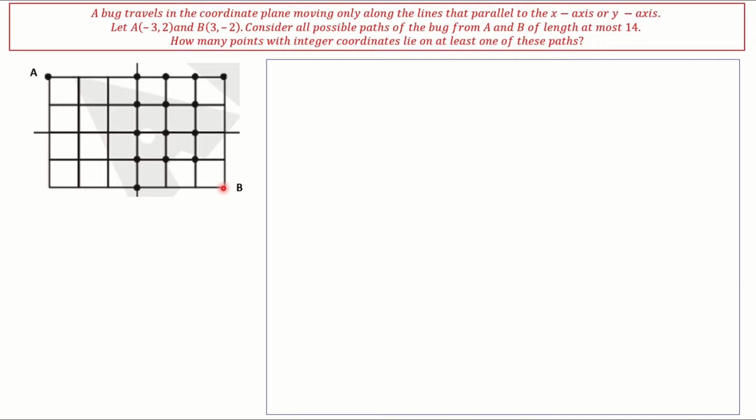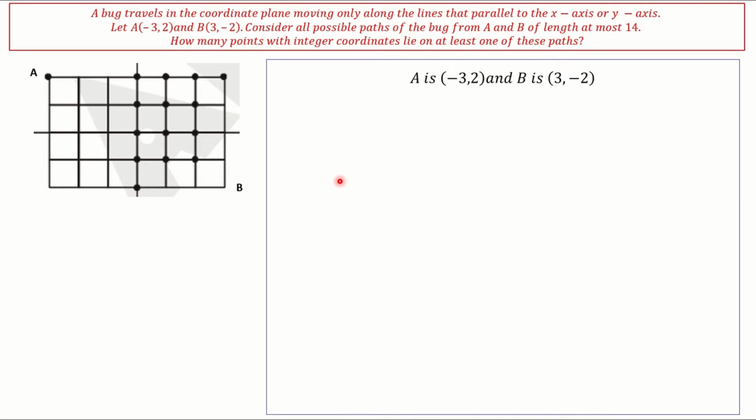But here it is given as an option that it can take at most 14. So it can go like a few steps here, 2 extra steps here, and take 2 extra steps here and get in basically. So how many such points are possible? That's the question. How many paths it can take?